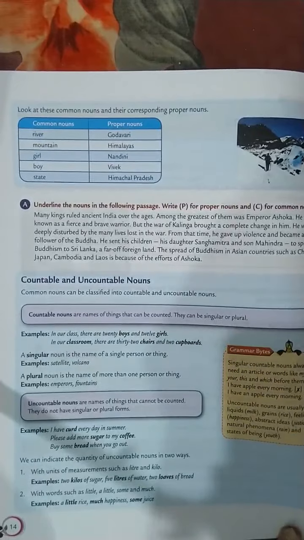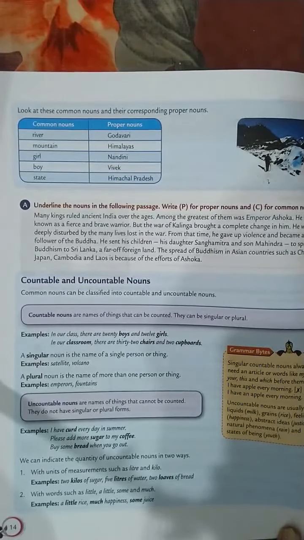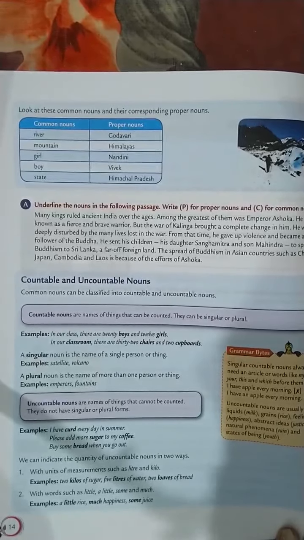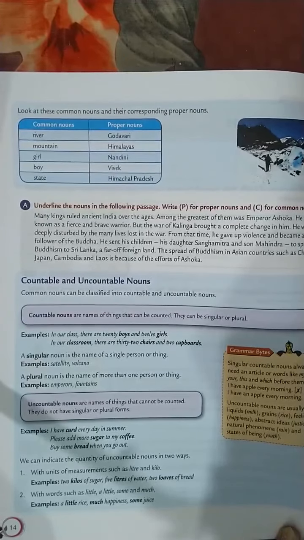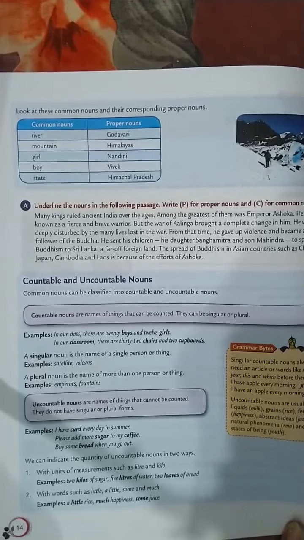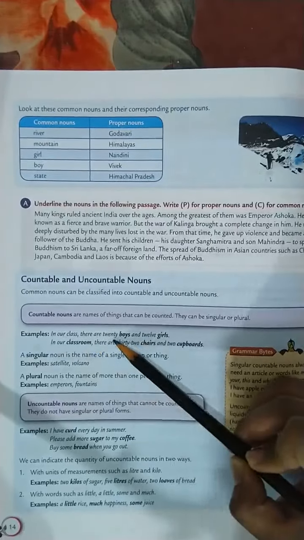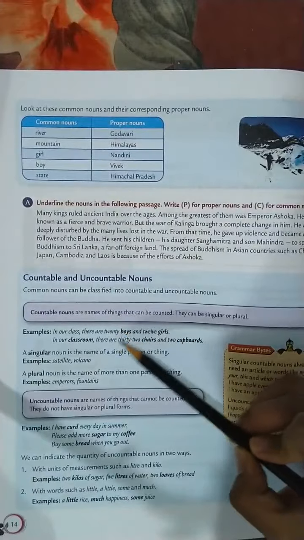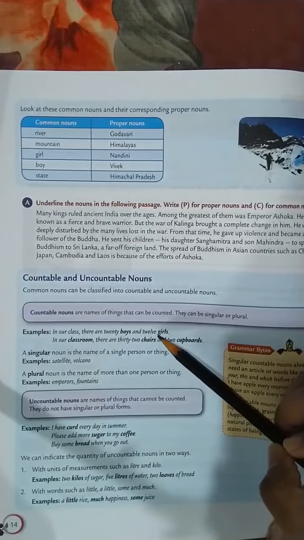They can be singular or plural. Countable nouns are the things which can be counted, and they can be either singular or plural. Now, see the examples given here. In our class, there are 20 boys and 12 girls. Now, 20 boys and 12 girls can be counted.